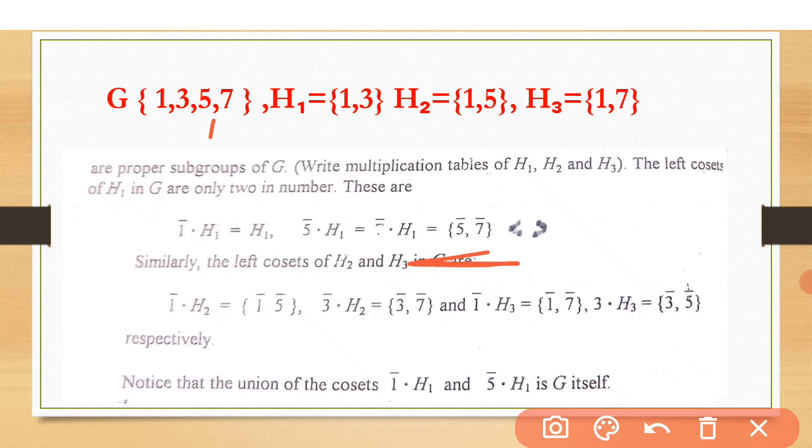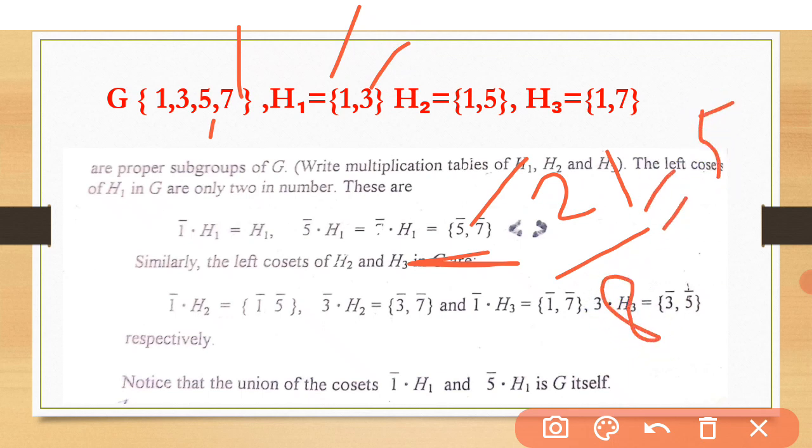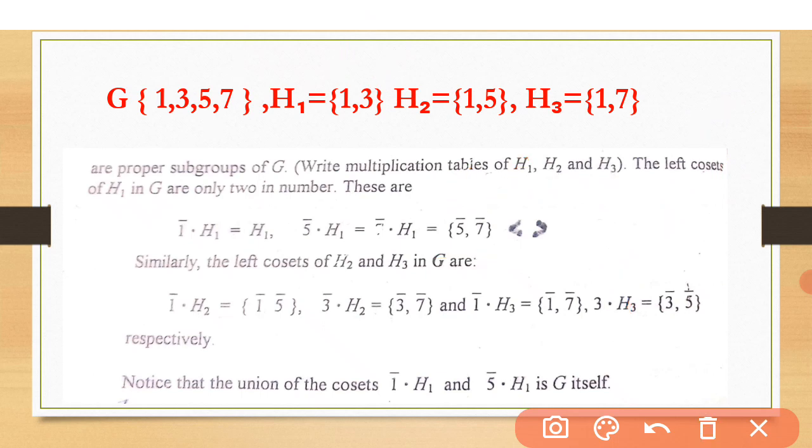Now for 7, when we multiply 7 by 1, it gives us 7. When we multiply 7 by 3, 7 threes are 21. And when we divide 21 by 8, 8 twos are 16, and the remainder is 5, and 5 is here. It means that these 5 and 7 give us this coset, and 1 and 3 give us this coset. There are two left cosets of H1 in G.